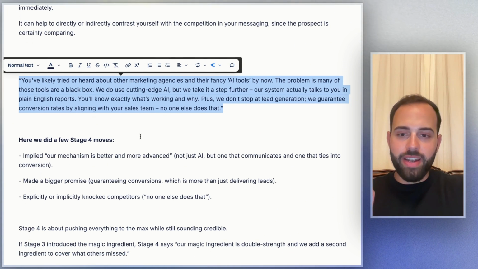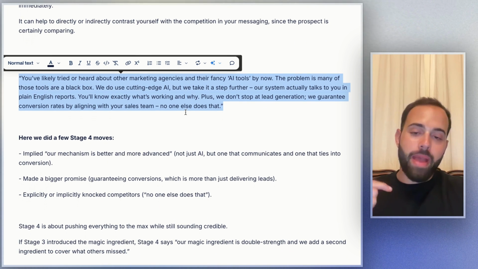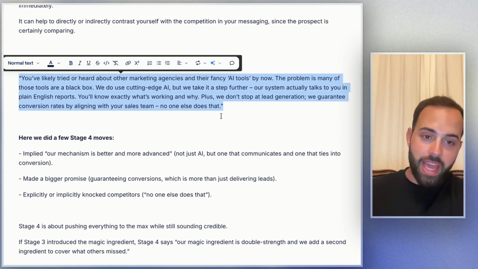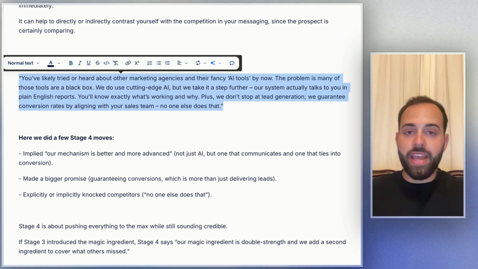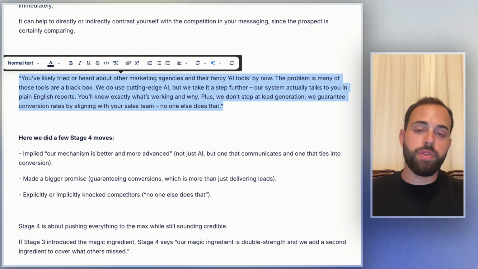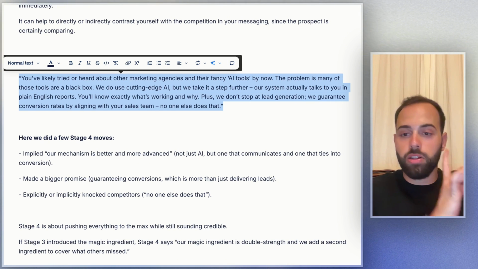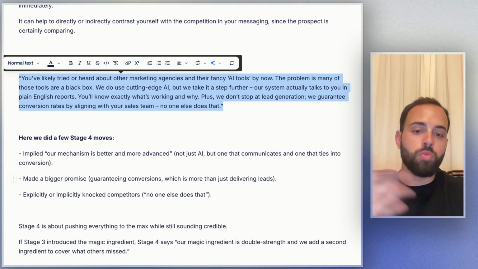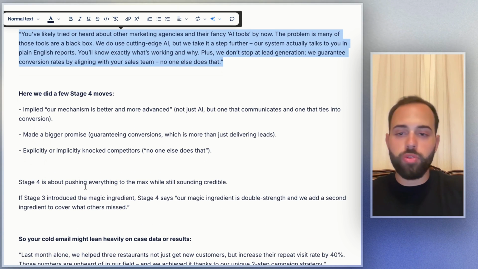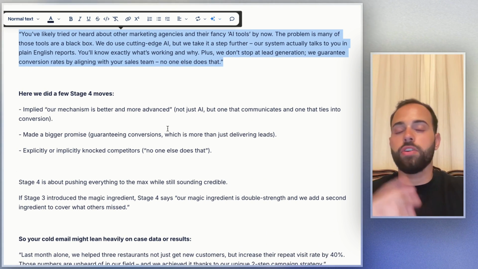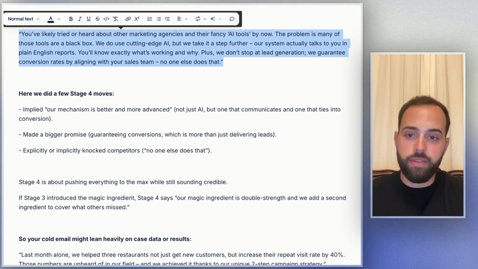So here's what we did now. We implied that our mechanism is better and more advanced. It's not just AI, but it also communicates and one that ties into conversions. So we're not just doing lead generation, but we also help you with sales to make sure you also get the deal closed. We also made a bigger promise. We guaranteed conversions, which is more than just delivering leads. And we also explicitly or implicitly knocked our competitors by saying that no one else does this in 2025.